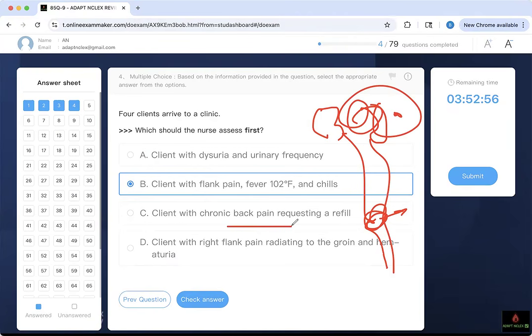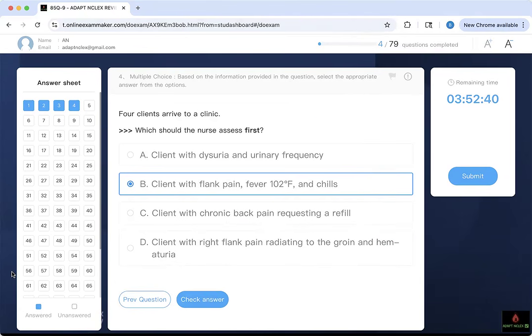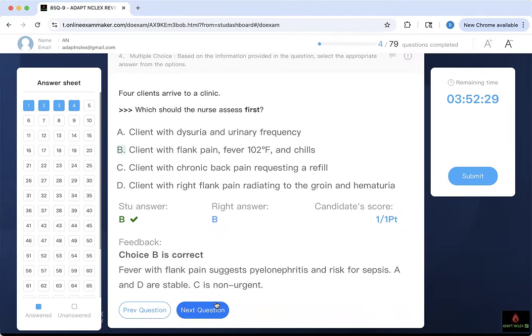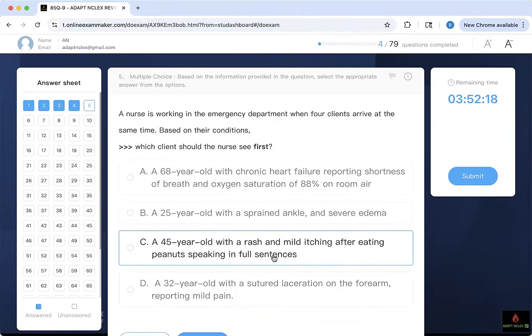If you have chronic back pain and you're requesting pain medication, it's not a problem. If you have flank pain radiating to your groin, that is a kidney stone, nephrolithiasis. Therefore, which one is more dangerous? Pyelonephritis, that's number 2. It's more urgent than cystitis and nephrolithiasis. So you have to know the difference, which one is more dangerous and which one you need to see first. Four questions, four prioritization. I hope you get 4 out of 4. But if not, let's keep going, master the strategy, and I know next time you will do well.